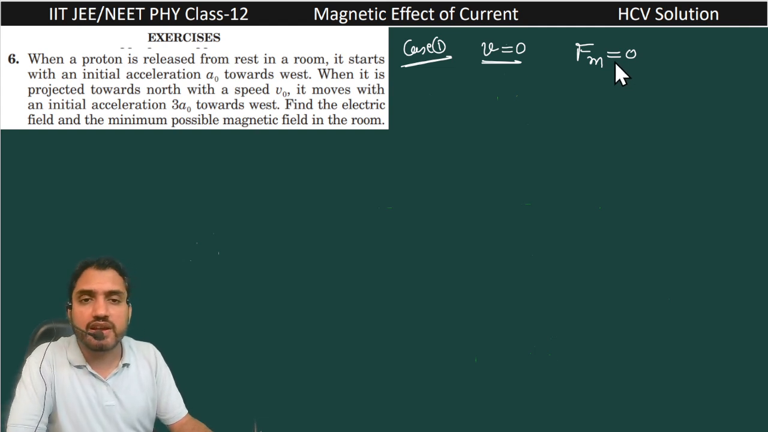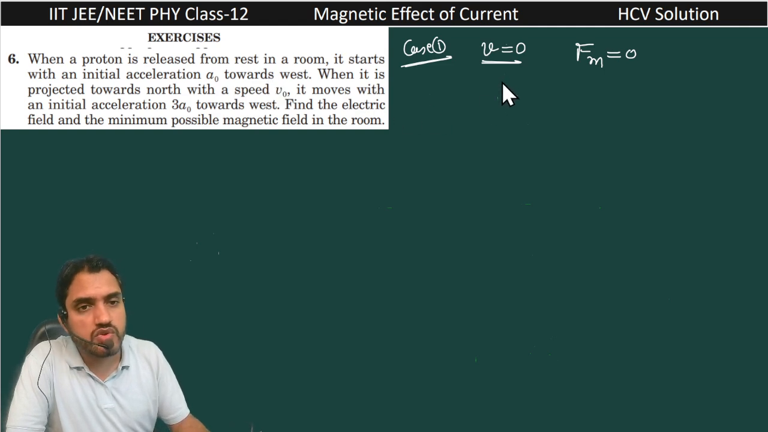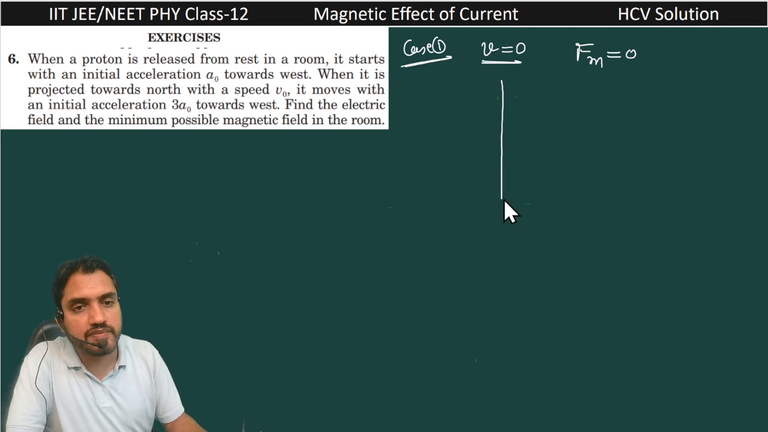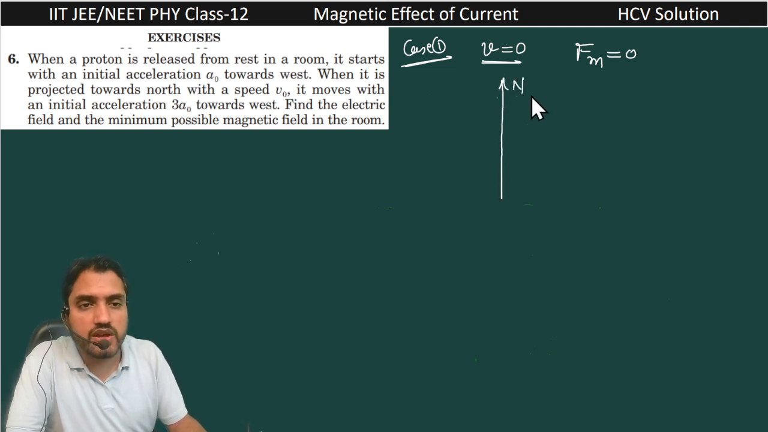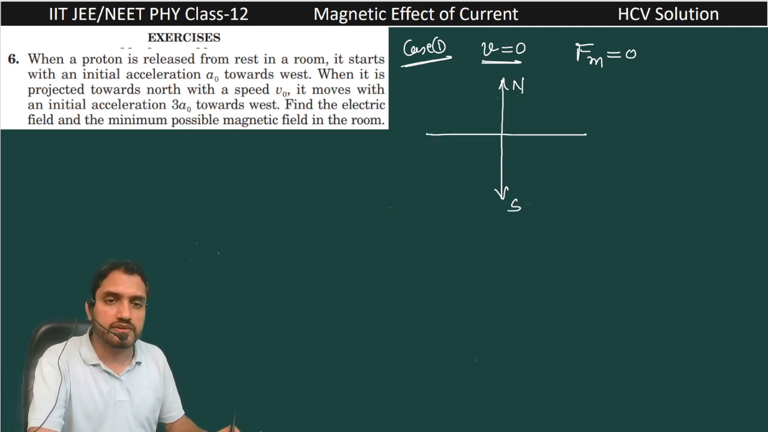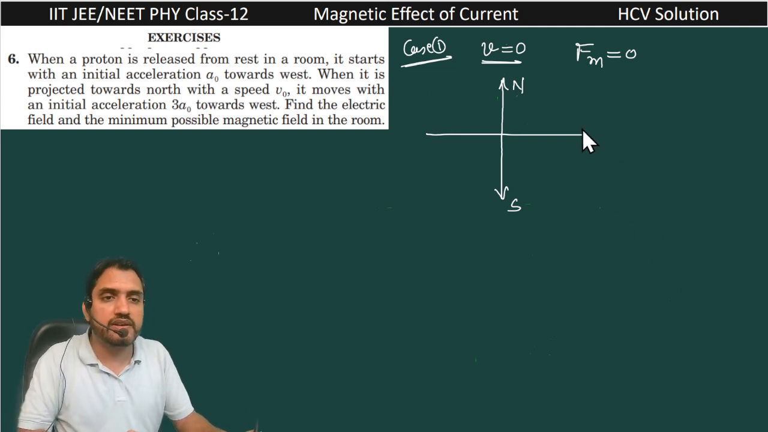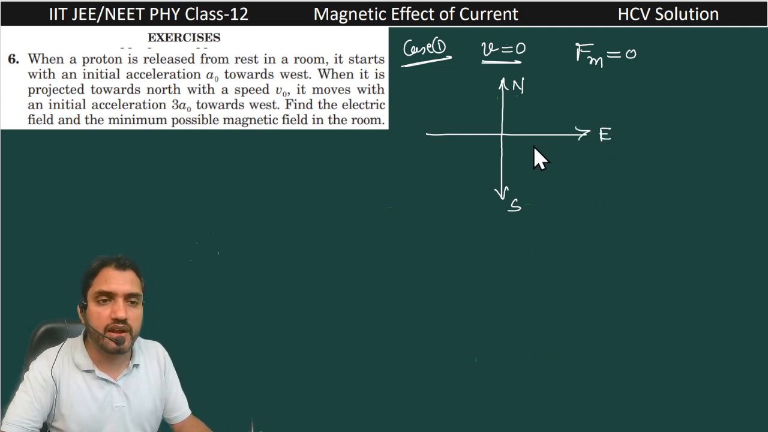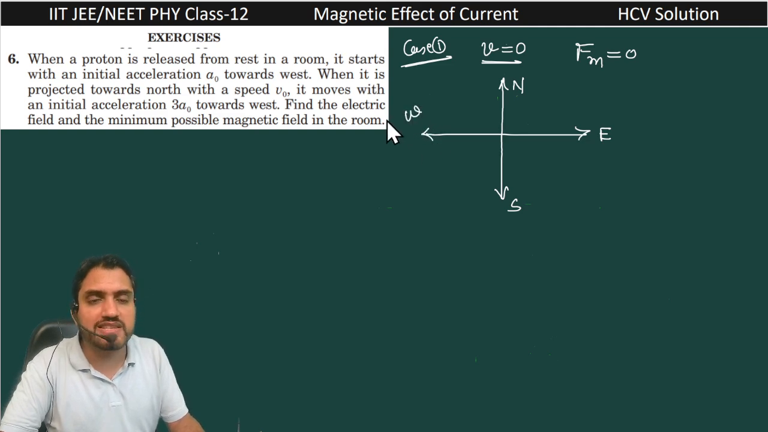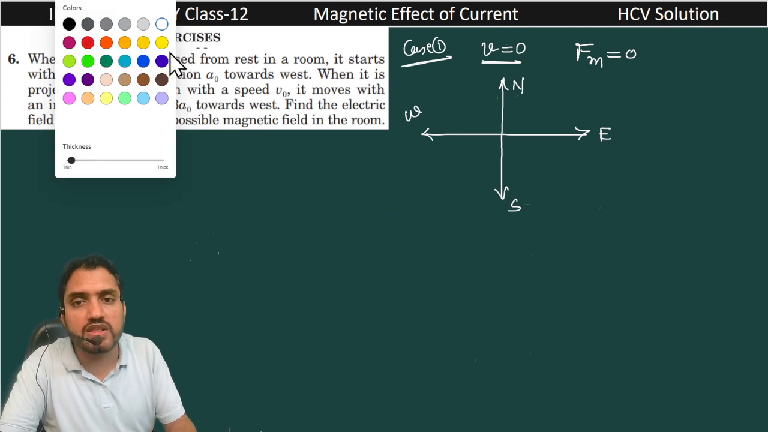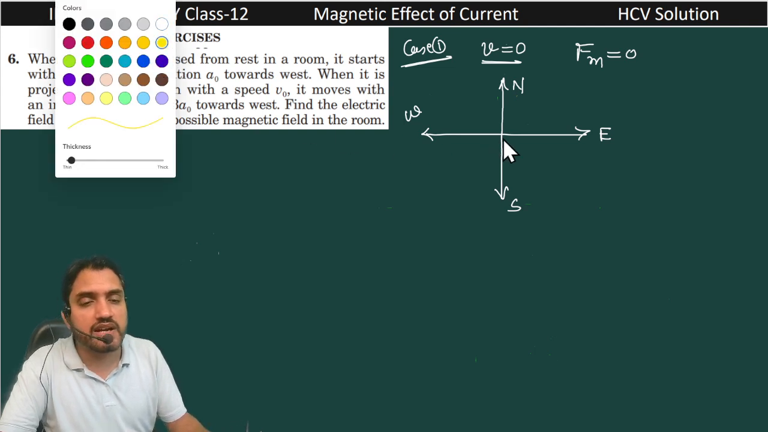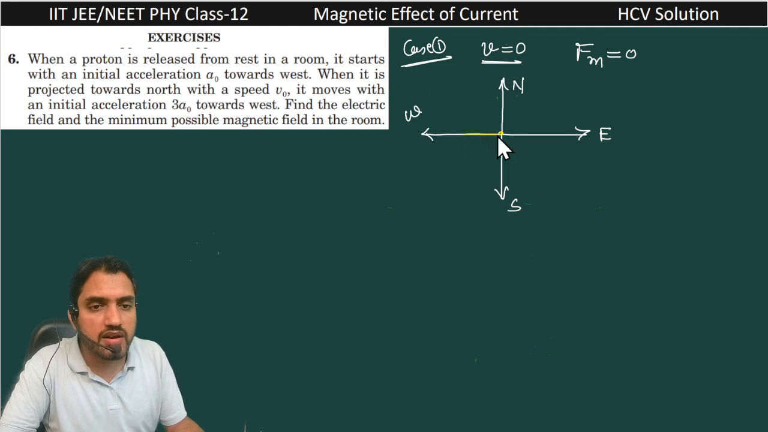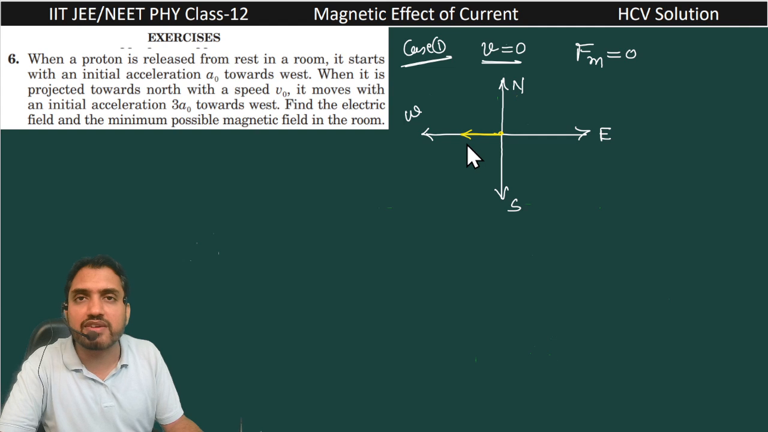In the question, it is given that the acceleration is towards the west direction. So this is north direction, this is south direction, and this is east and west. So the initial acceleration is in the west direction, and only the electric field is acting on this. The force due to the electric field will work because the magnetic force is equal to 0.